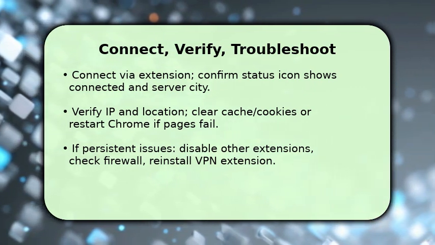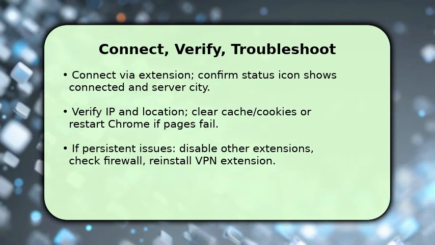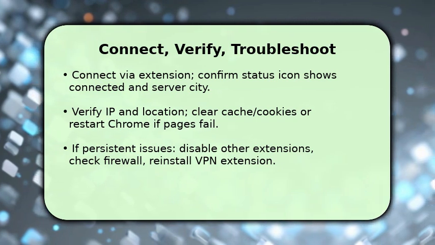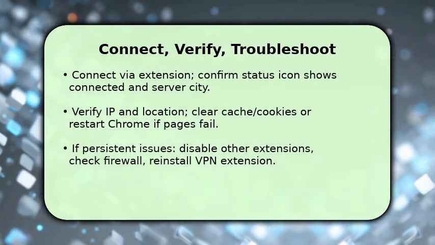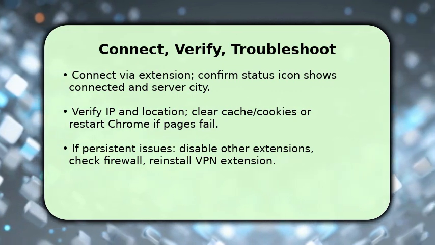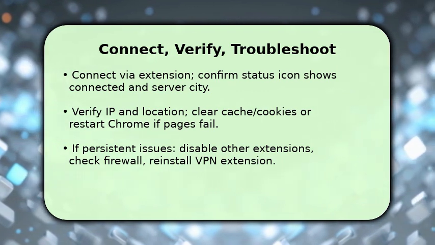If pages load slowly or fail, clear cache and cookies or restart Chrome to remove stale routes. If problems persist, disable conflicting extensions, check your firewall or antivirus settings, and reinstall the VPN extension. One quick troubleshooting tip: toggle the VPN app off and on to refresh system routes.